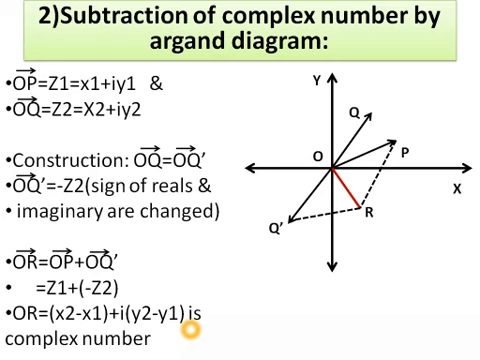So in this Argand diagram, we have taken the first complex number as represented by vector OP here. So we have vector OP, we call that vector Z1 or the first complex number, x1 plus iy1. Similarly, we have the second complex number represented over here by vector OQ, and vector OQ is equal to Z2, which is nothing but x2 plus iy2.